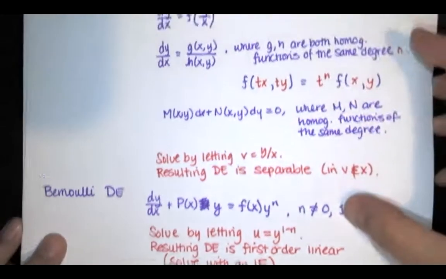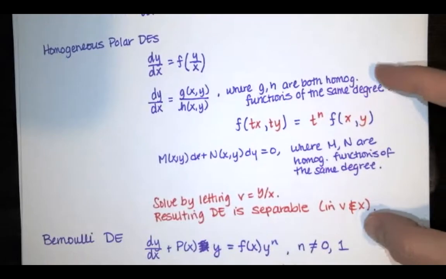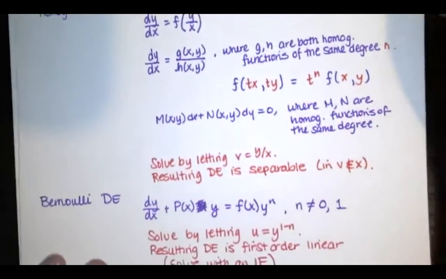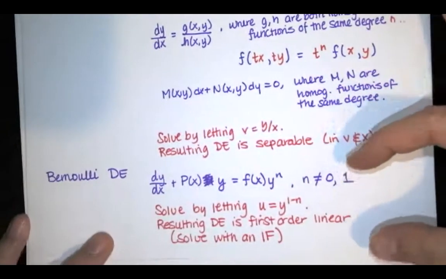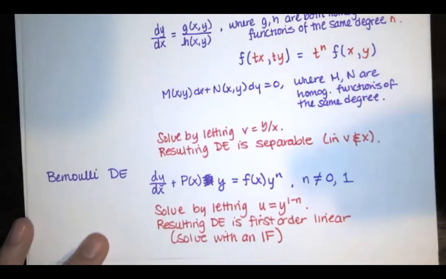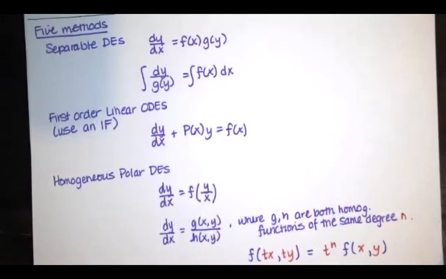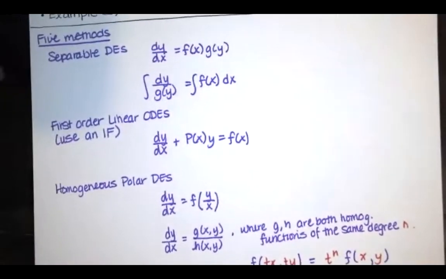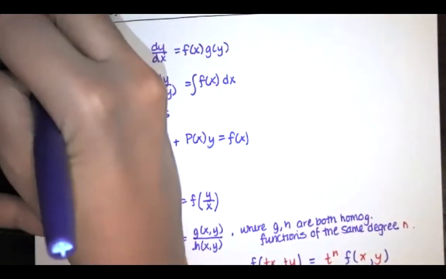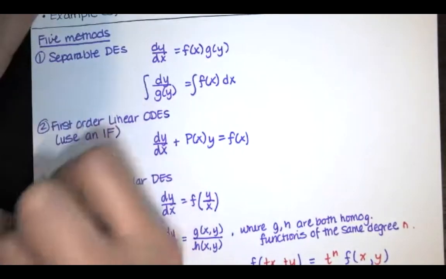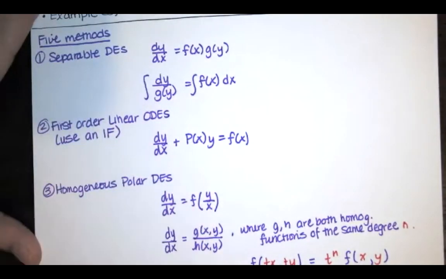So homogeneous polar equations aren't separable, but we can make them separable. Bernoulli equations are not first order linear, but through a substitution, we can make them linear. And so those are our first 4 methods for solving first order differential equations. Now, the last method that we talked about was solving exact equations.